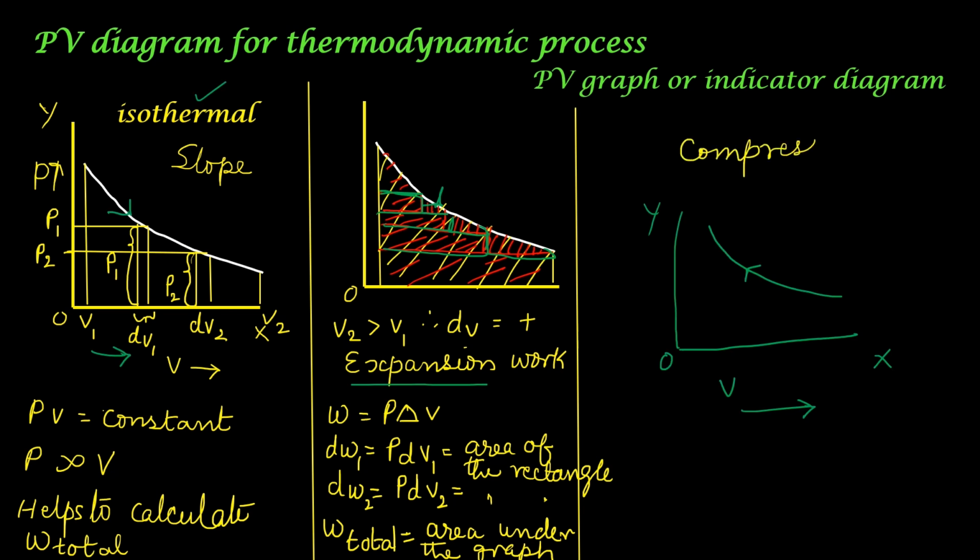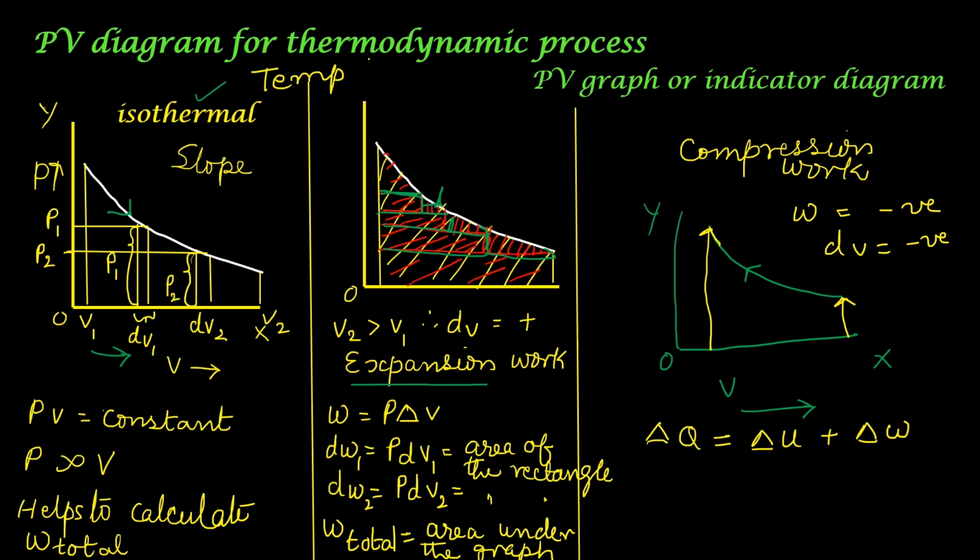Now we will take a PV graph for compression work. The shape of the graph is a slope. The direction of change of volume is opposite to the direction of change of volume in the case of expansion work. Please note the direction of the arrow. That is, volume decreases. Initial volume is maximum. Pressure is minimum. And the final volume is minimum. But pressure is maximum. Volume changes along the negative x-axis from right to left. So delta V is negative. Therefore, work done is negative. But area of the space under the graph is calculated in the same way.